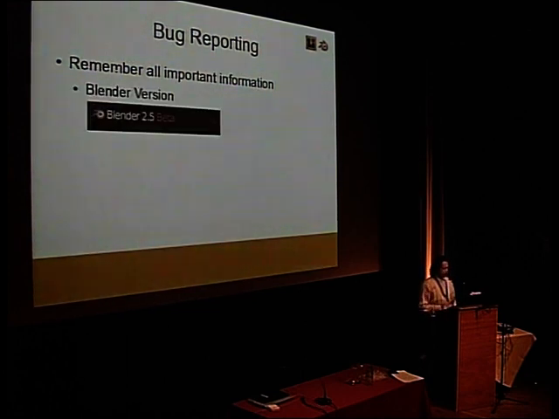So the most important piece of information is the Blender version you are using. Especially if you use custom builds you do from the bleeding edge, so from today, it's very important for us to know what you're working with. So in the splash screen from 2.5 on, we have, apart from the version number, also the revision number in the splash screen. And it's up to the builder to ensure that this information is there.